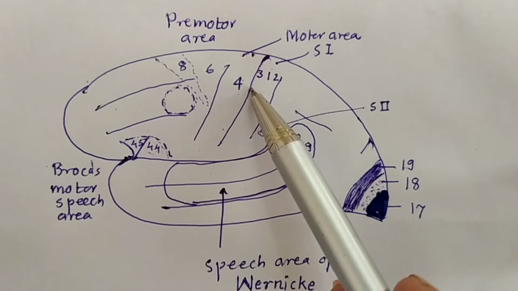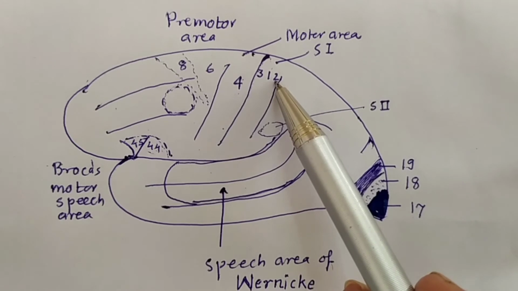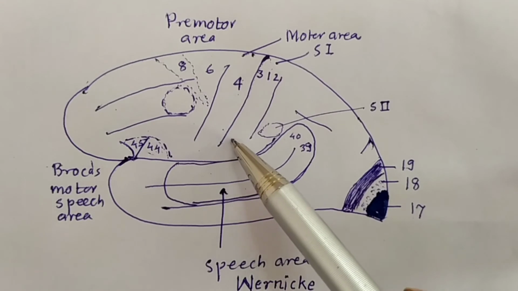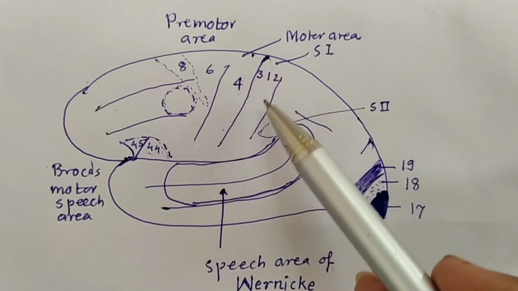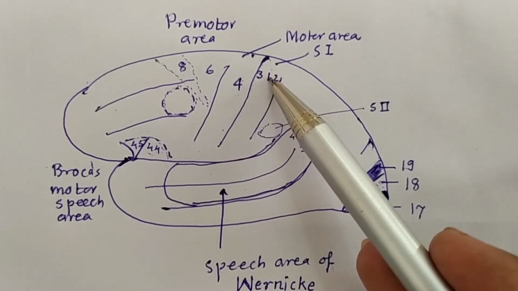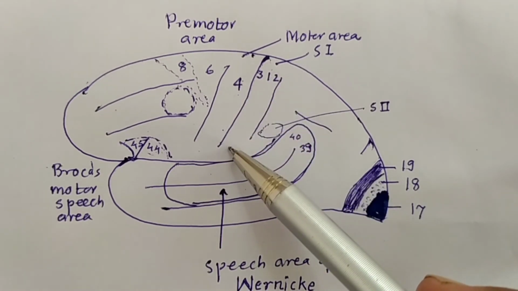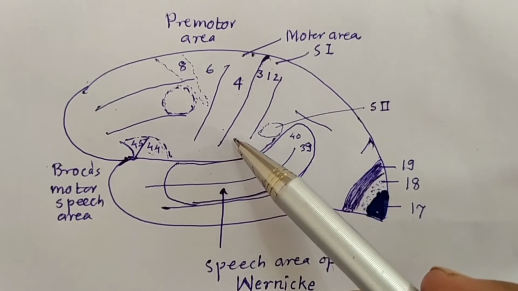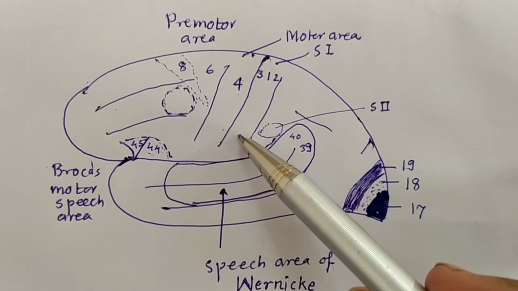Behind the central sulcus, there is the postcentral gyrus. This is area number 3, 1, 2. It is the first somatosensory area. The body is represented upside down in this sensory area, that is the first somatosensory area. The area for any particular part is not proportional to its size, but it is proportional to the sensations received by that area. So the tongue will have wide representation in this area.